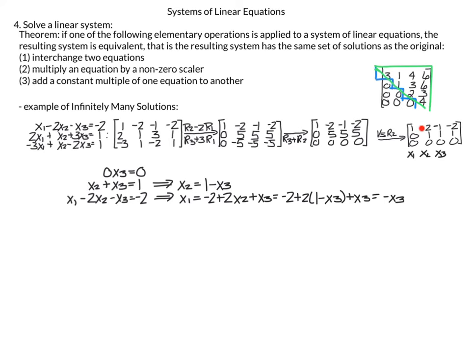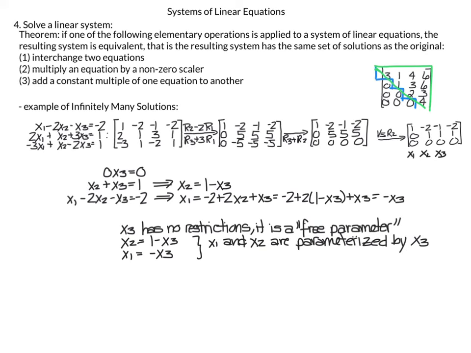And then x1 minus 2x2 minus x3 equals minus 2. So x1 is equal to minus 2 plus 2x2 plus x3. Now I'm going to plug this in, my x2 equals 1 minus x3 for x2 here. So I have my minus 2, plus 2 times 1 minus x3 plus x3. So what that will give me, these cancel out, that'll give me minus x3. So what we have is x3 has no restrictions. It's what we call a free parameter. Then x2 and x1 are parameterized by x3.